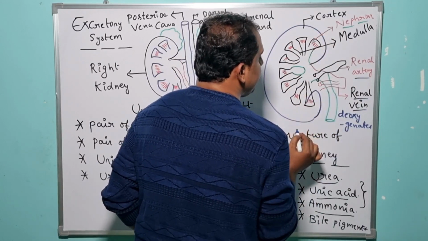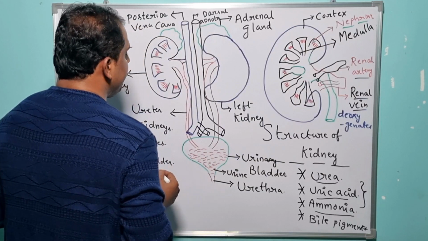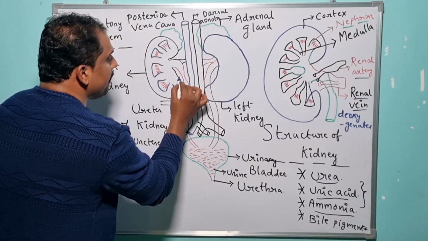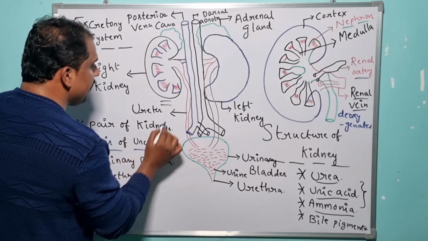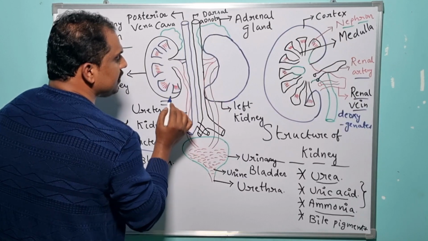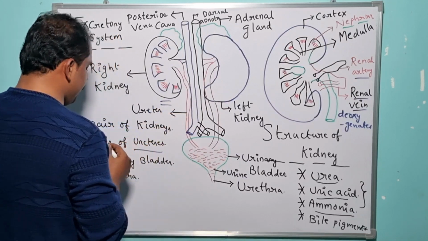of a mammalian kidney. In addition to the pair of kidneys, there is an availability of a pair of ureters. What is it? A pair of ureters. These pair of ureters are present on either side. So here we need to understand one key point.